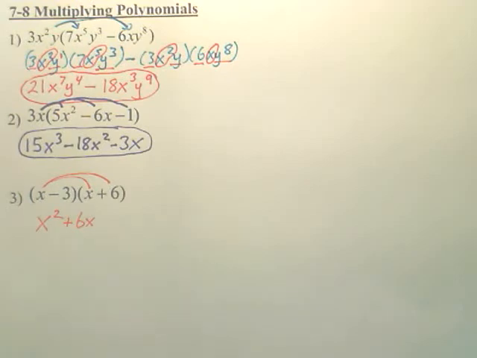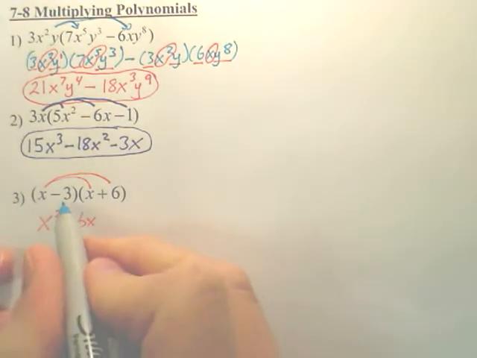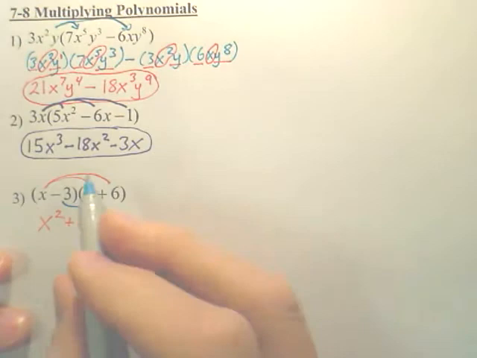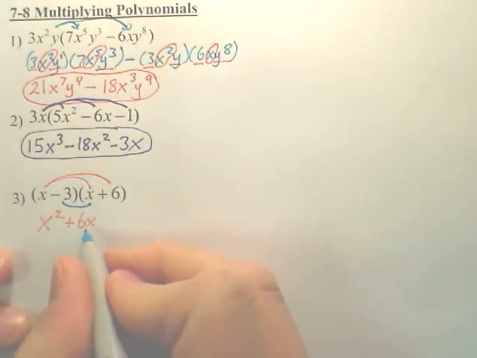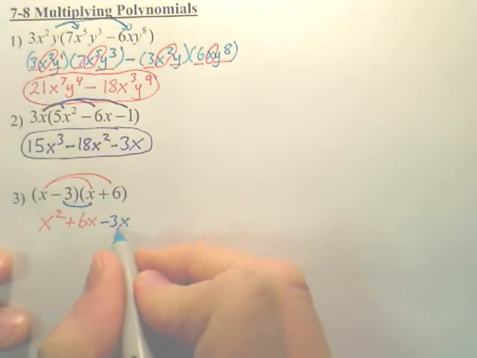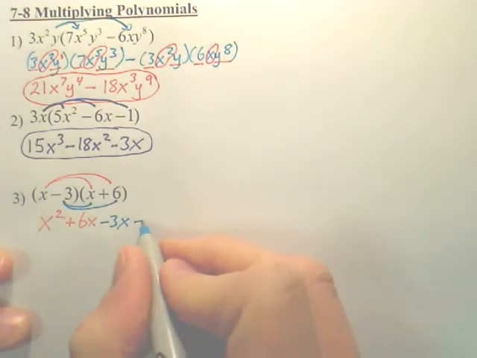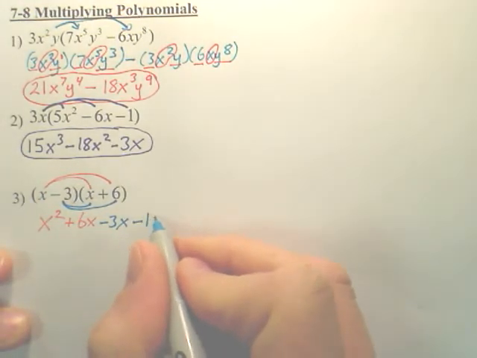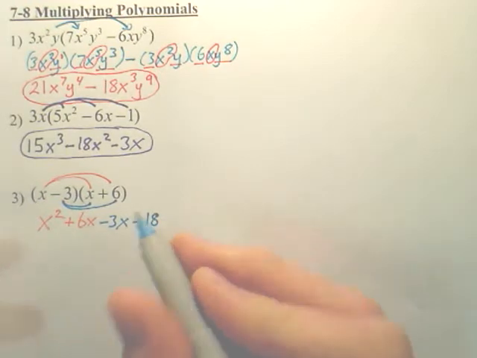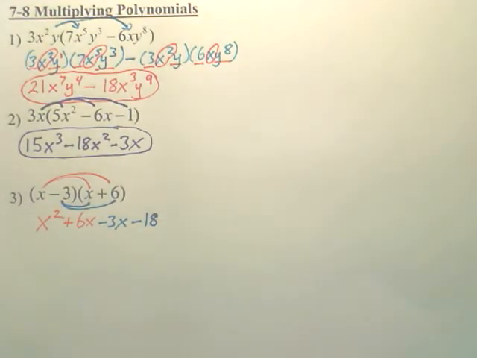But the next step is to multiply this negative 3. So that's a negative 3 times x. Negative 3 times x is negative 3x. And negative 3 times 6 is negative 18. Then you're done if you cannot simplify.